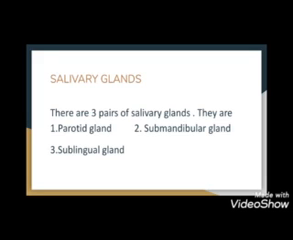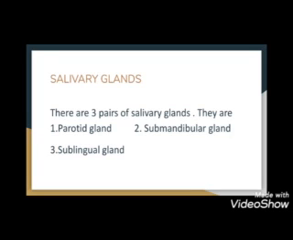There are 3 pairs of salivary glands. Number 1, the parotid gland. It is present in front of the cheeks, below the ears. Number 2, the submandibular gland is present at the angles of the upper and lower jaw. The third one is the sublingual gland, which is present just below the tongue. All these 3 glands help in secreting the saliva, which is very important for the process of digestion.